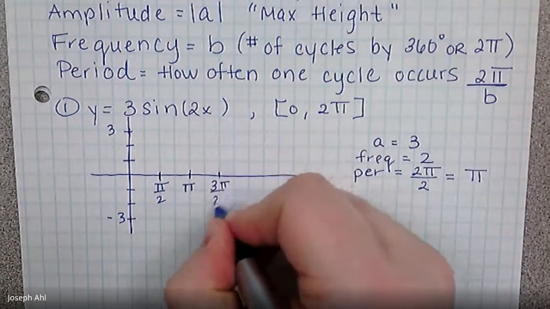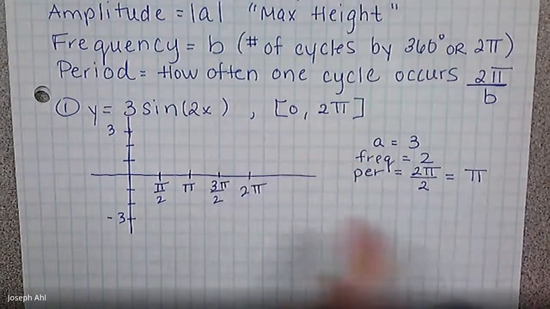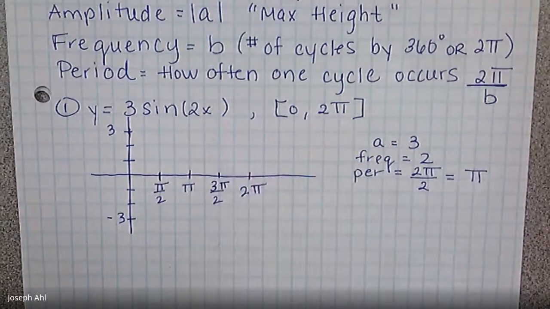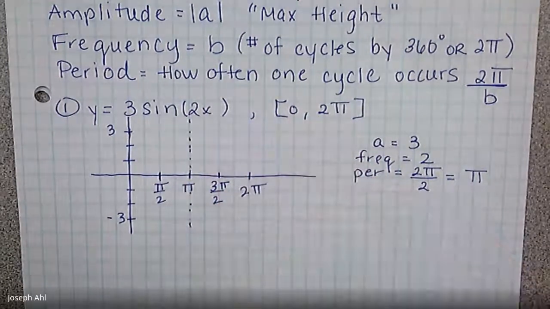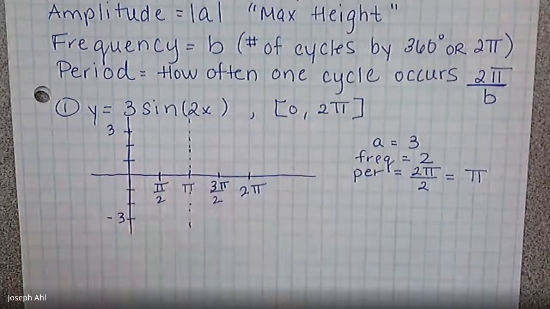I'll spread it out a little bit, but okay. So I want to graph it by the time I get to 2 pi. Here's what we're going to see. By the time I get to pi, this is not an asymptote, by the way. This is just a little border I'm drawing in. I have to see one cycle of sine finished by the time I get there.